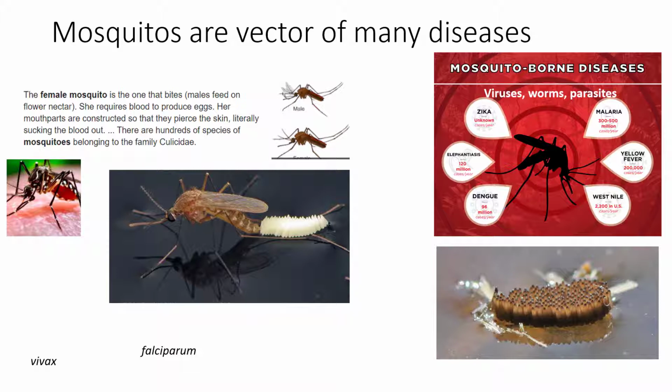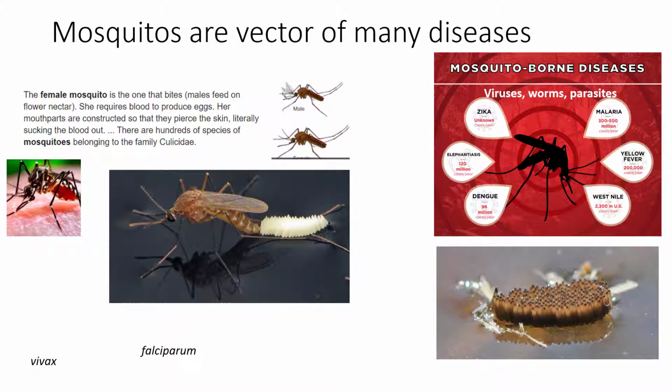These diseases are caused by pathogens that use the mosquitoes as vectors, organisms by which they transmit themselves. There are at least 15 mosquito-borne diseases that affect human beings and derive from 3 types of pathogens: viruses, worms, and parasites.